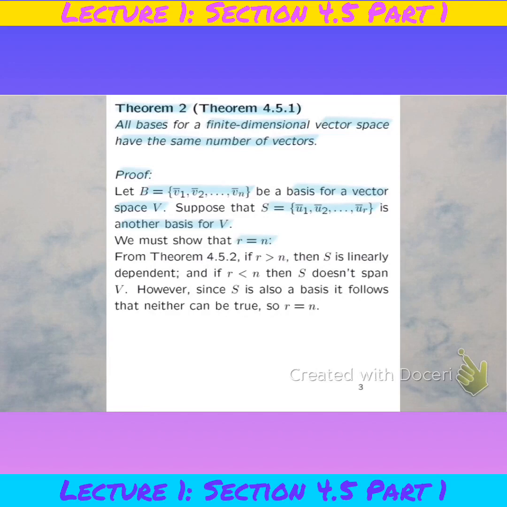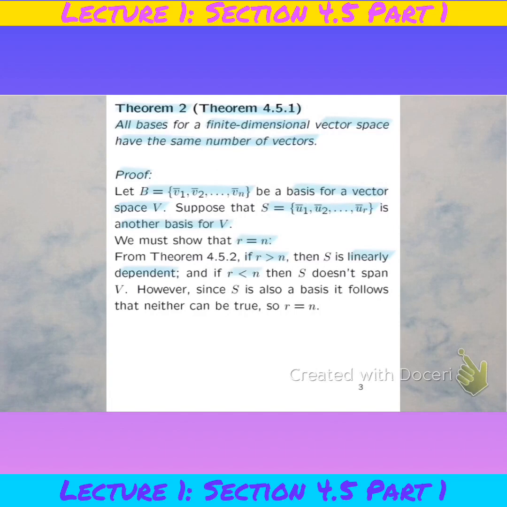which says that if you've got more than n vectors, that set is going to be linearly dependent. So what that tells us is if the number of vectors in S is more than the number of vectors in B, then S is going to be a linearly dependent set, which is impossible because S is a basis.